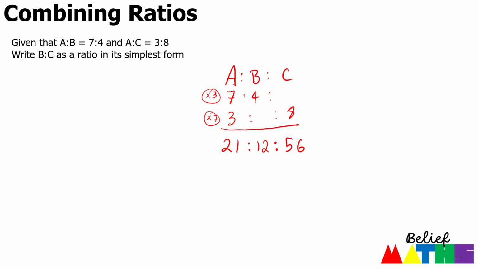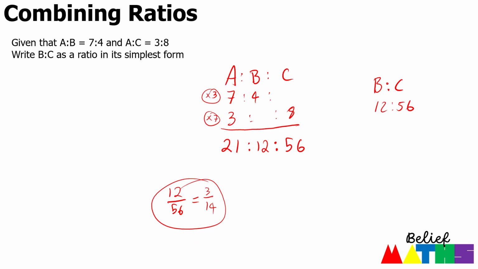Now the question asks, what is B to C as a ratio in its simplest form? So B to C as a ratio is 12 to 56. Now you have to simplify this. You can do something really quickly in your calculator, which is you can just write this as a fraction. 12 over 56 is equal to, and on your calculator that will give you an answer of 3 to 14. That's equivalent to what we just had. So therefore B to C is 3 to 14.